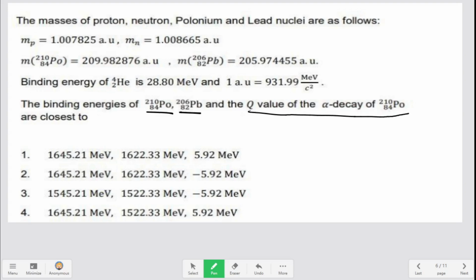Mass of proton is given, mass of neutron is given, mass of polonium-210 is given, mass of lead-206 is given, binding energy of helium is given, and the conversion factor from atomic units to MeV upon C square is given. To solve this question, you need two formulas. If you know these two formulas, then this problem is only a problem for calculators. You have to substitute the values correctly in the calculator and then you will get the answer. So what are those two formulas which you need here?